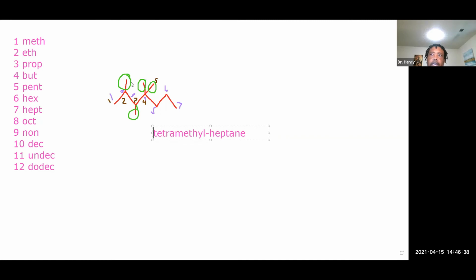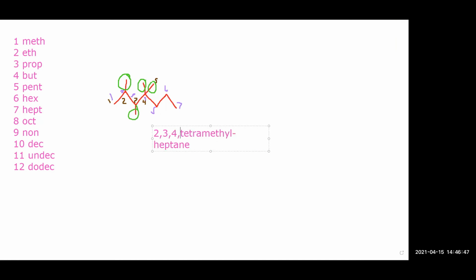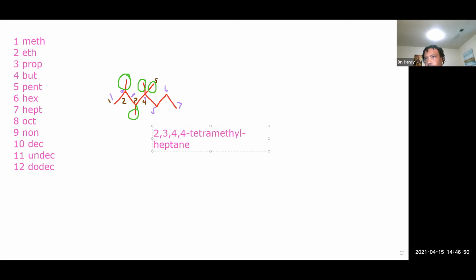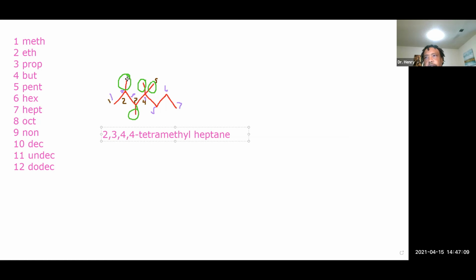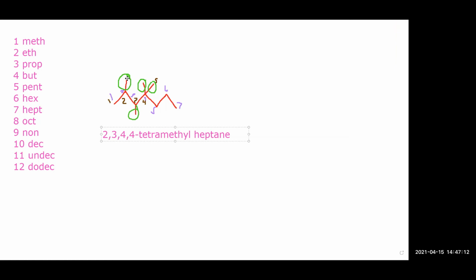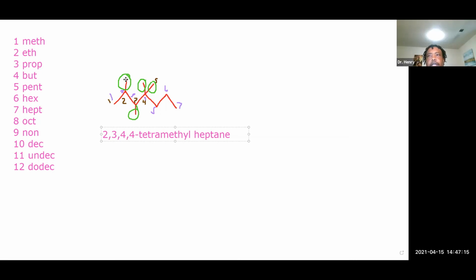And then we have to say where it's located. We have it off the 2nd carbon, the 3rd carbon, and then we have 2 off the 4th carbon. So 2, 3, 4, 4. Tetramethyl. How do we know it's methyl? Because it's only a single carbon hanging off the main chain. It's a side chain or a branch.